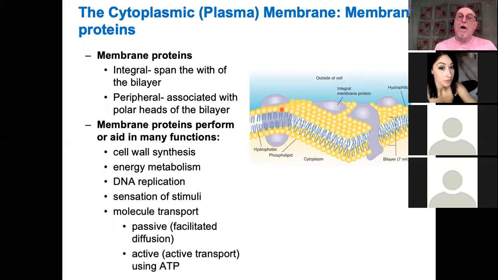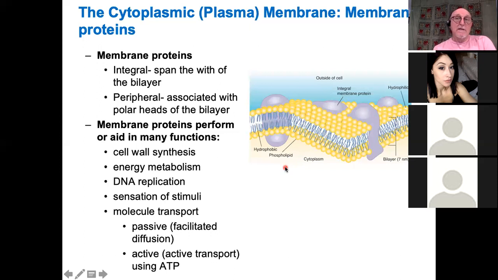Some of them span the whole width and go from the outside to the inside. And those we call integral proteins. Others are peripheral. That is, most of the peripheral proteins, but not all, sit embedded on the inside here, partly in the membrane and partly in the cytoplasm. But there are some peripheral proteins which are embedded partly in the outside and partly in the membrane.